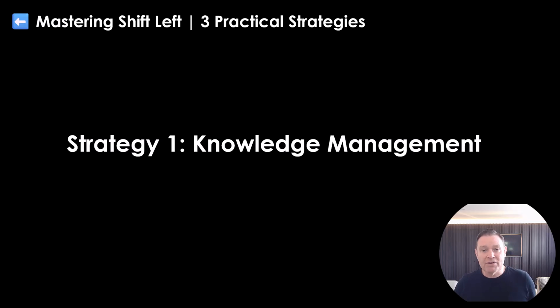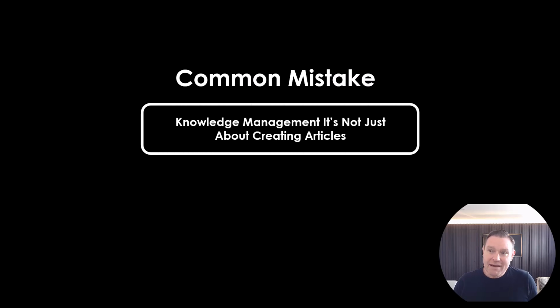Strategy 1 is around knowledge management. Now, the key thing about knowledge management is that there's a common mistake. You see, people think that knowledge management is all about just creating knowledge articles. In fact, we recently worked with a customer who had over 1,000 knowledge articles, yet their support demand wasn't shifting, self-service uptake was low, and frontline teams were still overwhelmed.